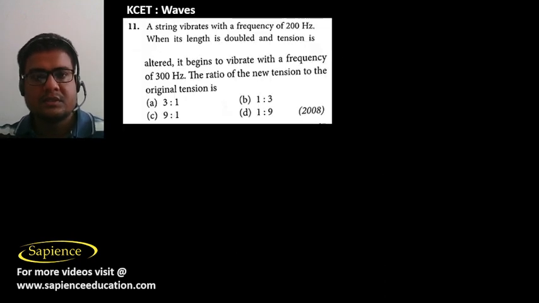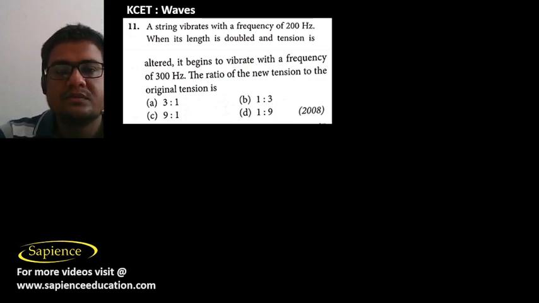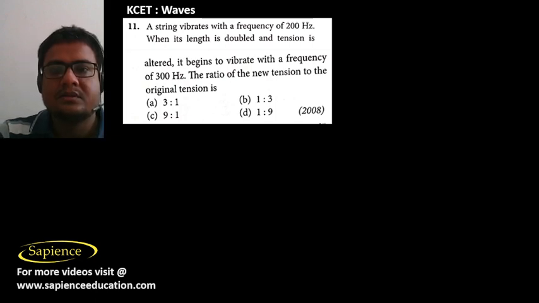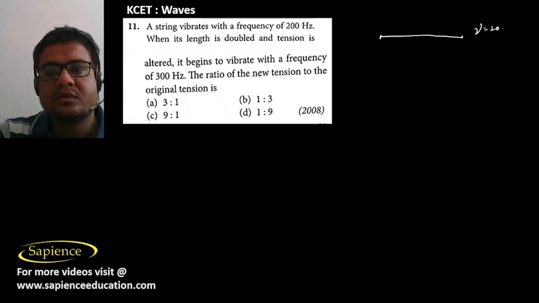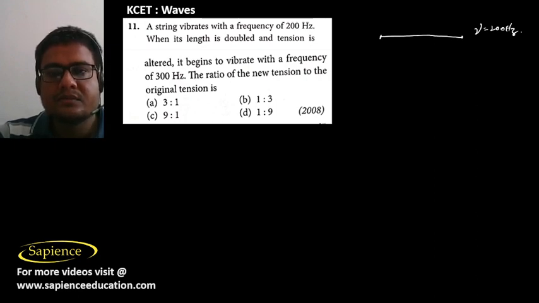Okay. Then it is told that a string vibrates with a frequency of 200 Hz. A string is there, and it vibrates with a frequency of 200 Hz. When its length is doubled and tension is altered, it begins to vibrate with a frequency of 300 Hz. The ratio of the new tension to the original tension is?